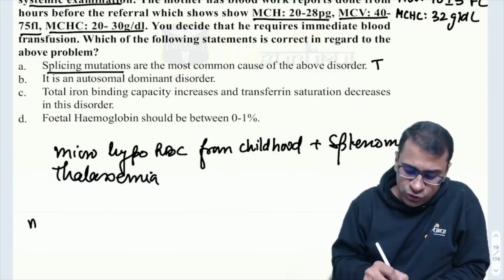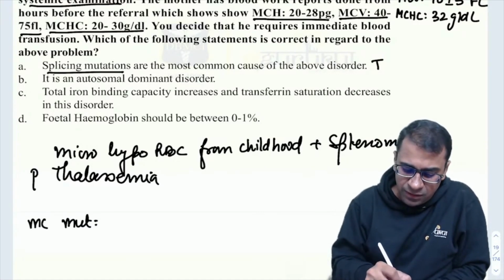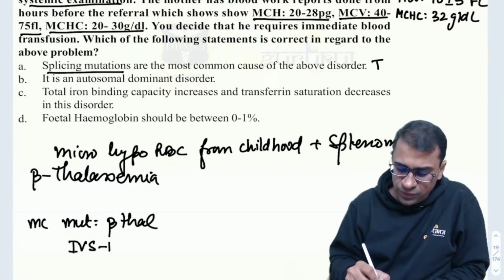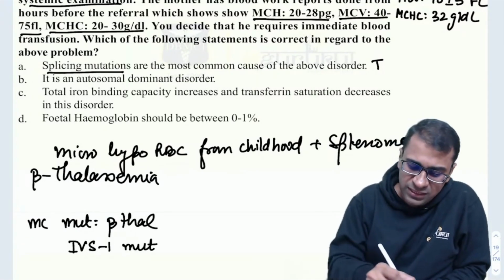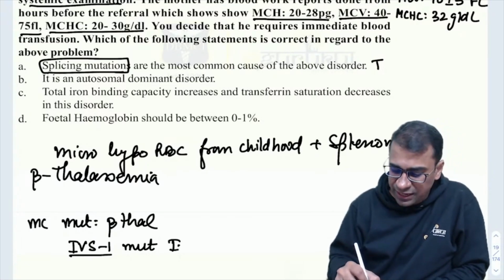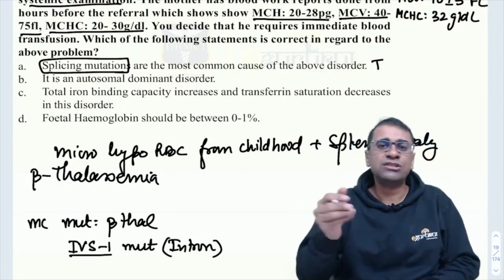Remember, the most common mutation in India for beta thalassemia is the intervening sequence IVS1 mutation, and this IVS1 mutation is also called a splicing mutation. Why? Because what is IVS? It is an intervening, intron mutation. Because of the mutation in the intron, the splicing is not normal.